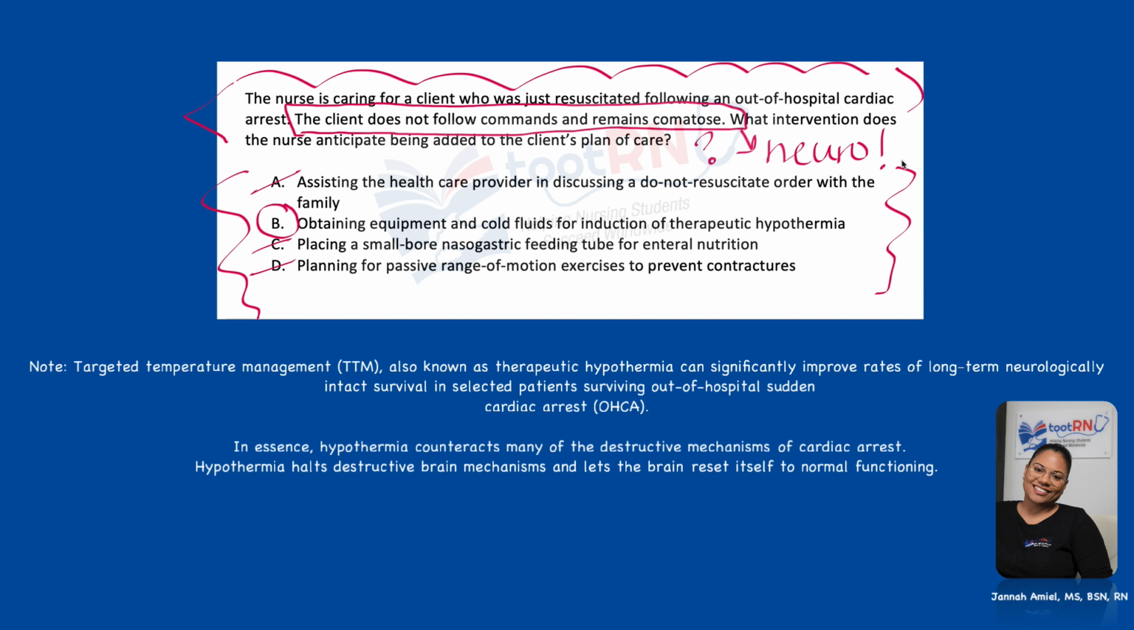But from a knowledge point of view, therapeutic hypothermia is beneficial when someone has suffered a neurologic injury during or post resuscitation. It's a therapeutic measure that helps decrease any further insult and damage to the brain and helps preserve it to ultimately give the client the best outcome possible. So the correct answer here is B.